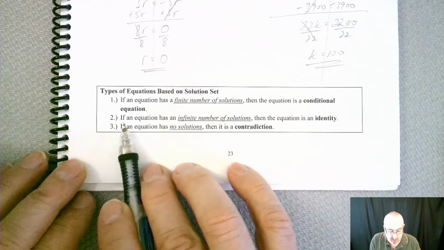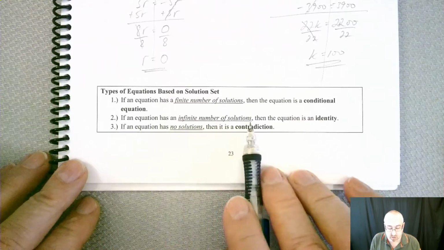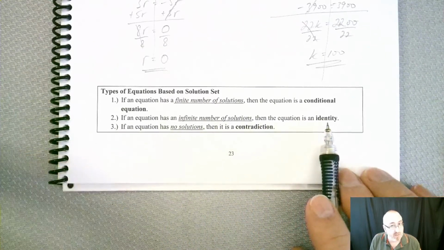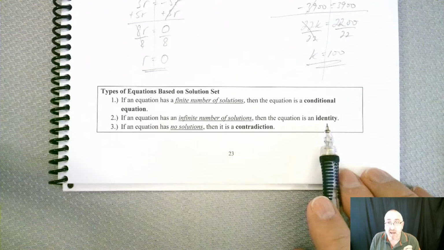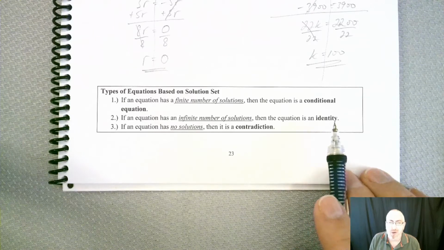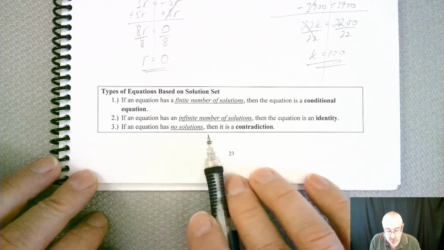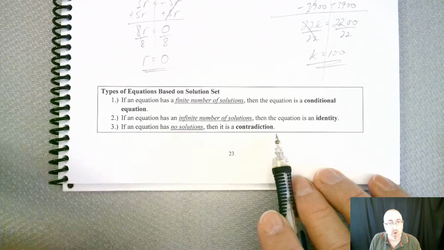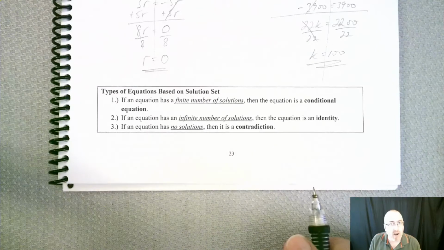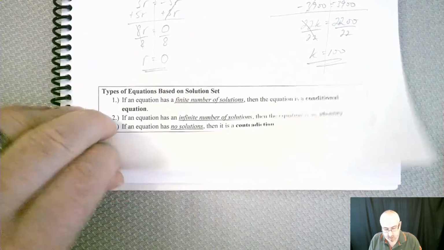The next one says if an equation has an infinite number of solutions, then the equation is an identity. Now we haven't seen that yet, but basically any number will work. Any number we plug in will make the equation true, which seems a little weird, but we're going to see how that can happen. And then the third case is if an equation has no solutions, then it is a contradiction. No matter what number you try, it's never going to work out right. We're going to see what that kind of equation will look like in just a second. So let's take a look.